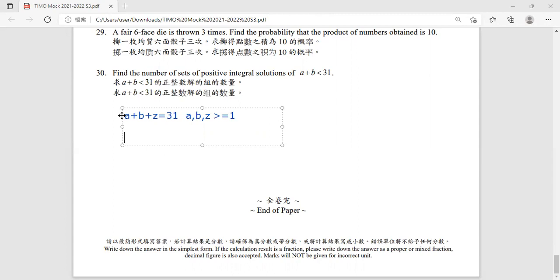So this becomes the number of solutions, which will be equal to 30C2. That is 30 times 29 over 2 times 1, which is equal to 435. We just simplify this one.